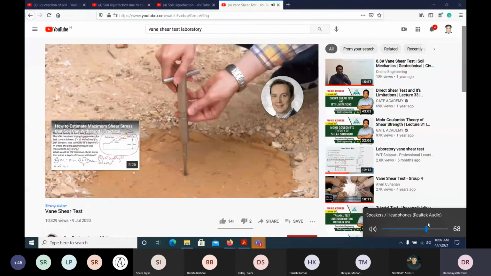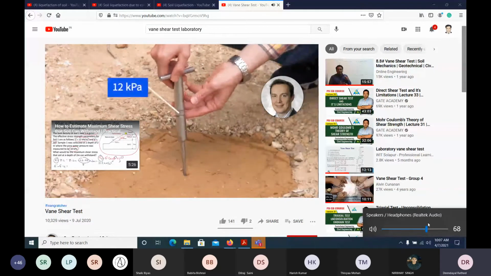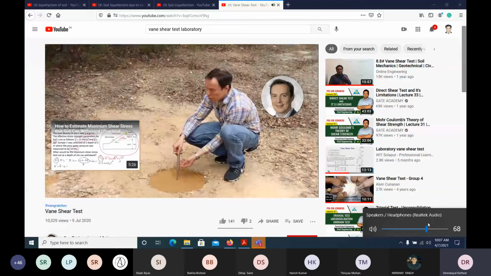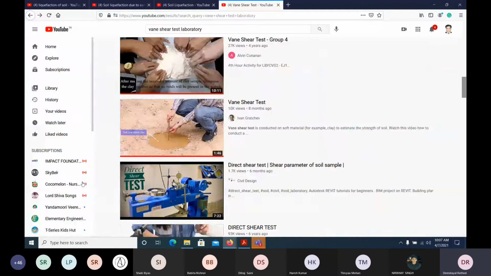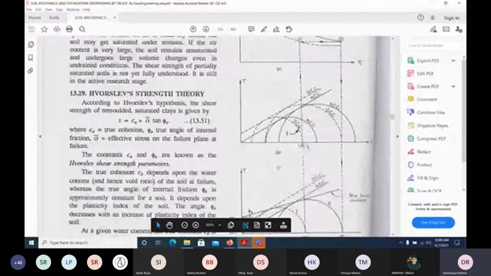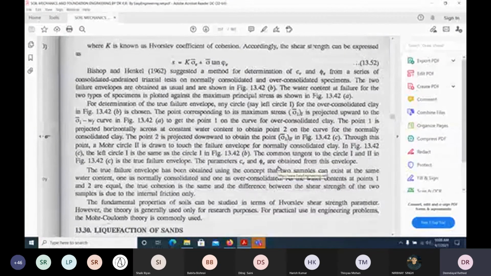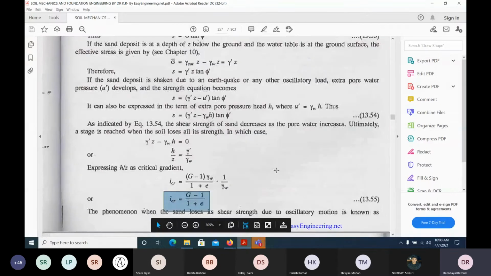We'll look at the scale. It says 12 kPa. It shows the strength of the soil is equal to 12 kPa. Here it is directly given in kPa, but what we are doing is calculating with the torque. Yes, here directly he is getting the shear strength in kPa. So likewise, modern equipment is there to find out the shear strength of a soil, the Windshear test.